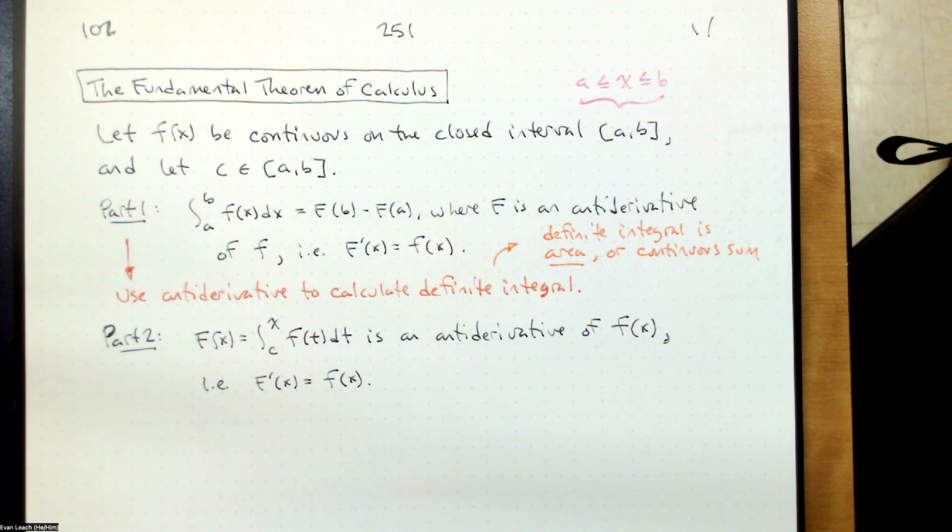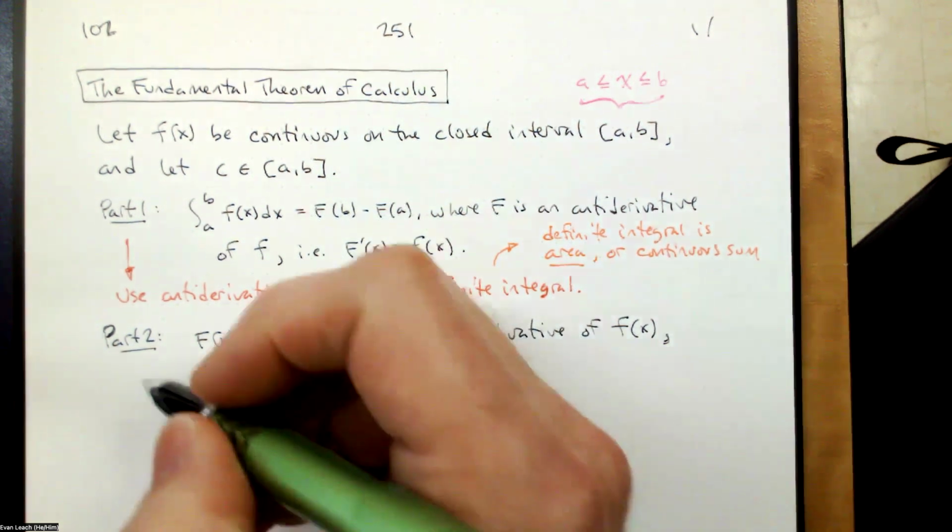The second part of the fundamental theorem of calculus is just the reverse of this. Here's how we write it. We say capital F of x, defined to be the definite integral from c to x of f of t dt, is an antiderivative of little f. In this second part, we are using the definite integral to construct an antiderivative.